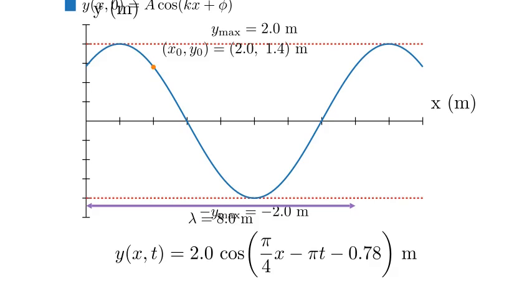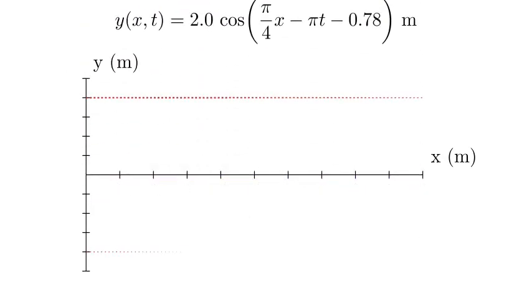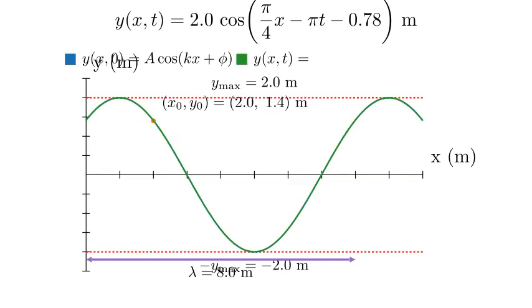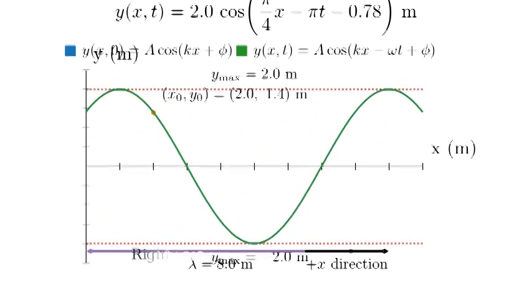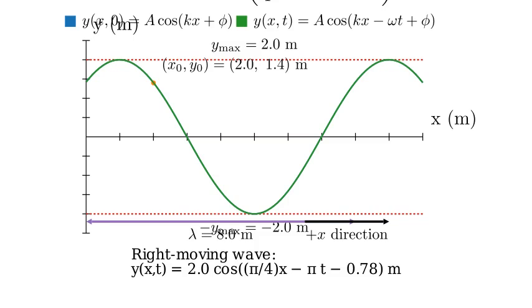To build intuition, let us watch the wave travel to the right as time increases. The green curve shows y of x comma t in motion for about 2 seconds. Notice how the pattern shifts toward positive x while the amplitude and wavelength stay the same. Summary: amplitude 2 meters, wavelength 8 meters, period 2 seconds, and phase about negative 0.78 radians. The right moving wave is y of x comma t equals 2.0 times cosine of (pi over 4 x minus pi t minus 0.78).